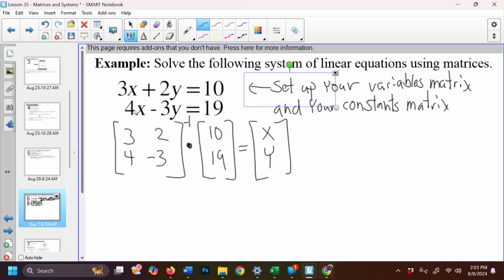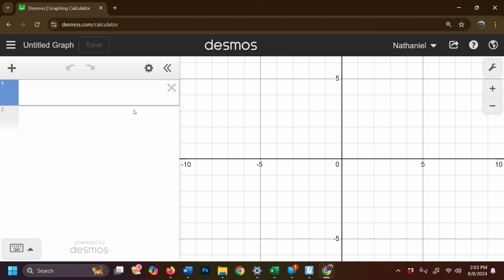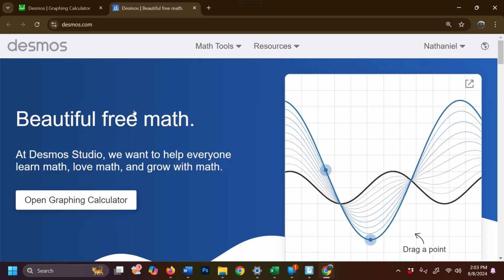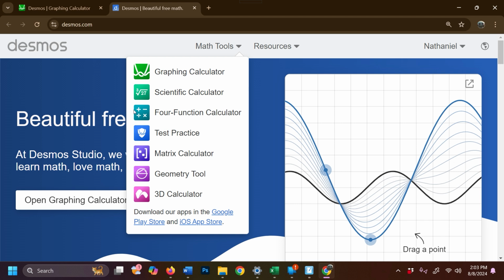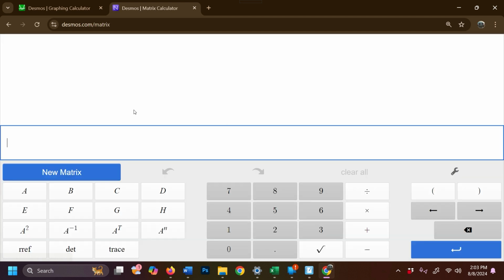So let's go to Desmos. And this is the general graphing calculator that we have been using, but Desmos has a matrix calculator, and it is separate from the graphing calculator. And the way that you're going to get to that is you're going to hit Desmos, and then you're going to hit your math tools, and down here in the purple is matrix calculator.